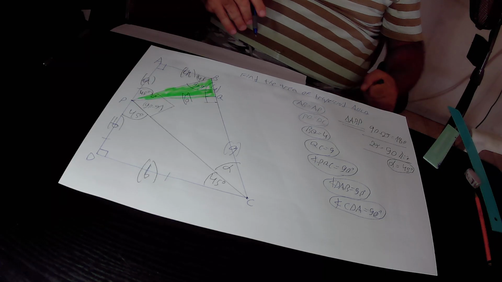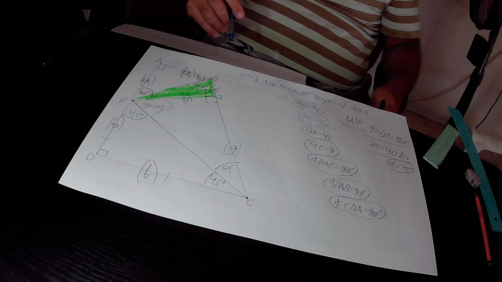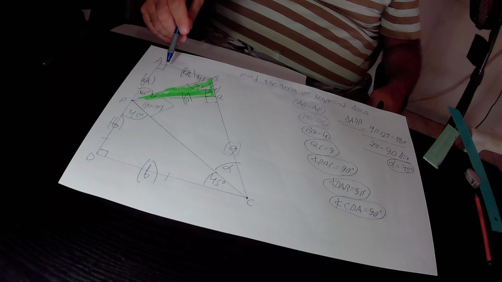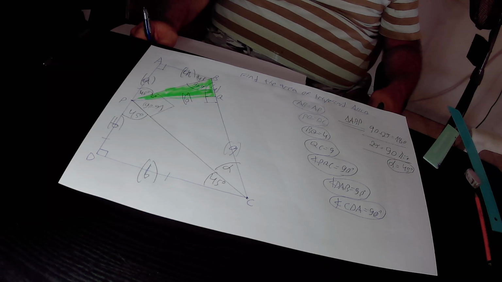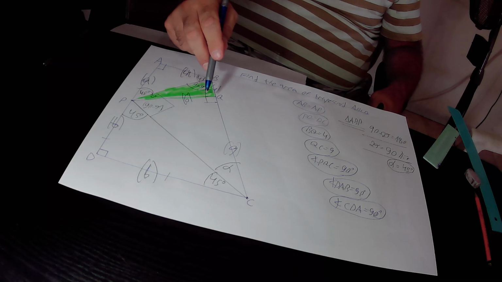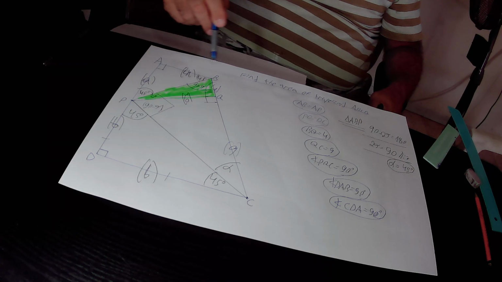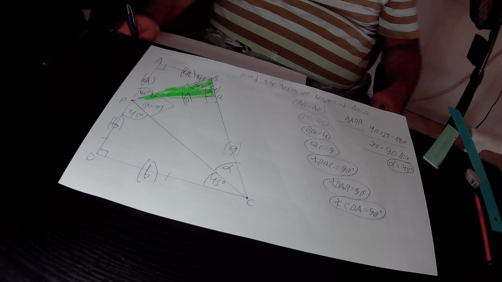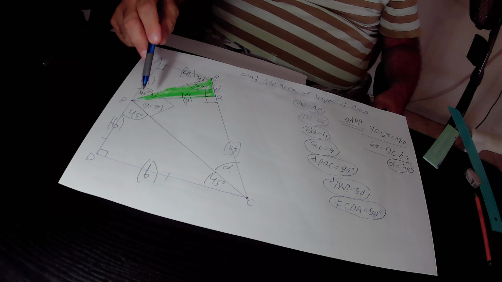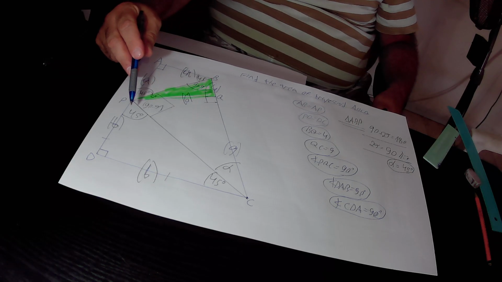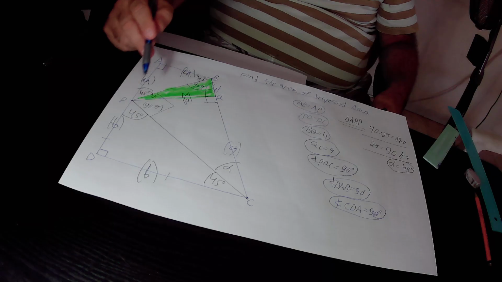So I'll write it down. The area of trapezoid ABCD equals the area of the first component, that is the area of the right small triangle ABP, plus the area of the second component, that is the area of the big right triangle PBC, plus the area of the third component, that is the area of the right triangle PDC.